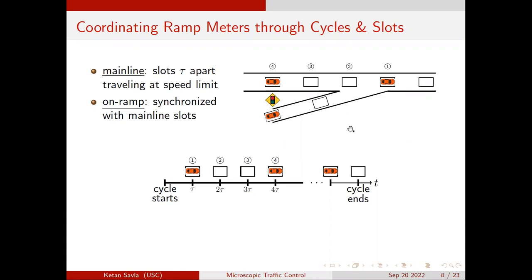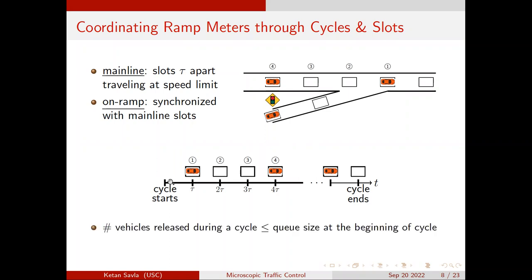The other notion is that of cycle. Every ramp will have a cycle consisting of time intervals of length tau. And the cycles will be synchronized at all the ramps. The impact of the cycle is as follows: the number of vehicles released by a ramp during a cycle is at most equal to the queue size waiting at the beginning of the cycle. Okay, so that's the principle which we are going to follow.